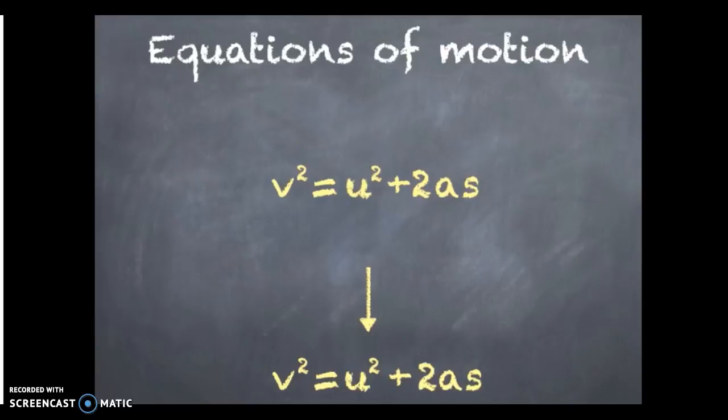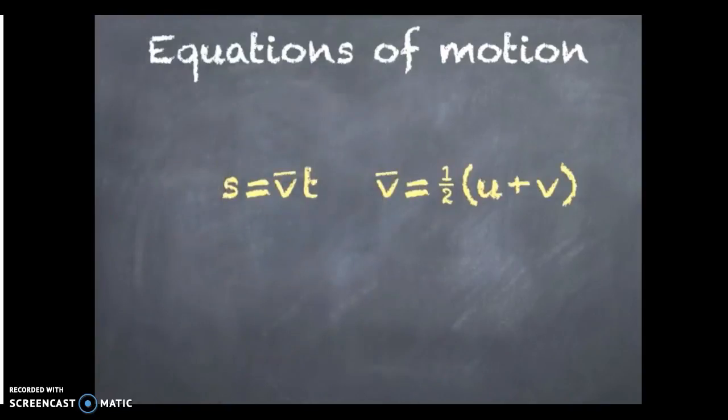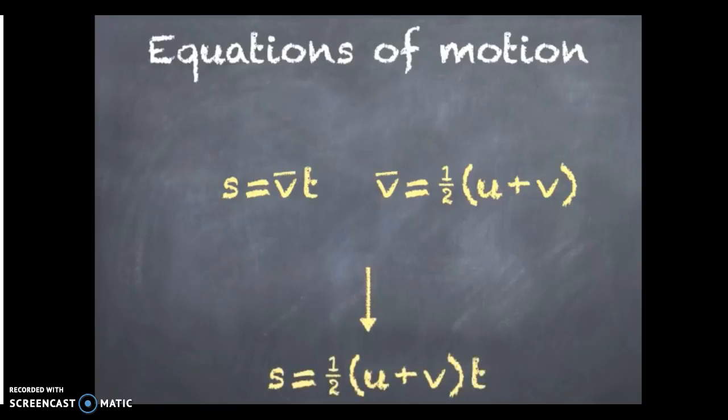The last derivation is the simplest. We start with these two equations. The first says that displacement is equal to average velocity times time, and the second is an equation for average velocity v bar, which is half times u plus v. We then end up with this: s is equal to half u plus v times t. All we have to do is substitute the second equation into this position in the first, like so.